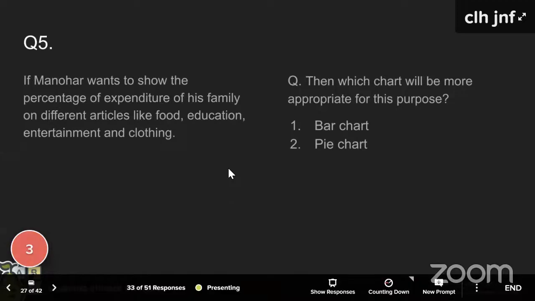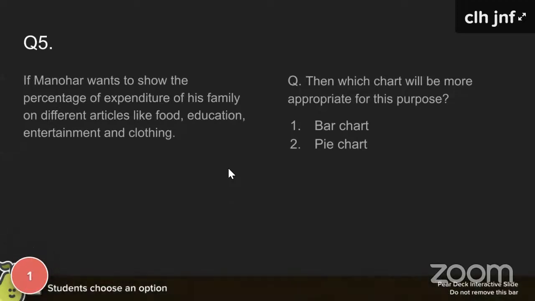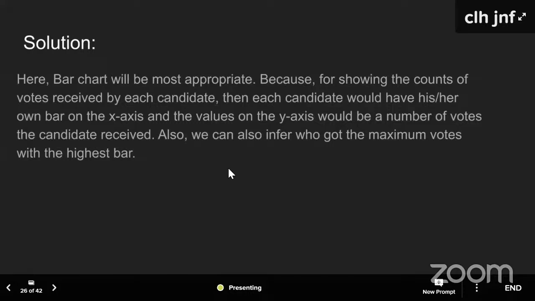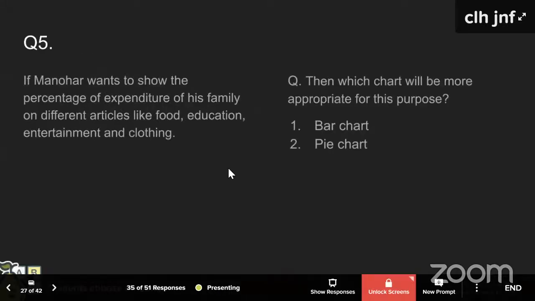Ma'am, sorry to interrupt. What was the answer for the last question? It was bar chart. Okay, got it. Thank you.